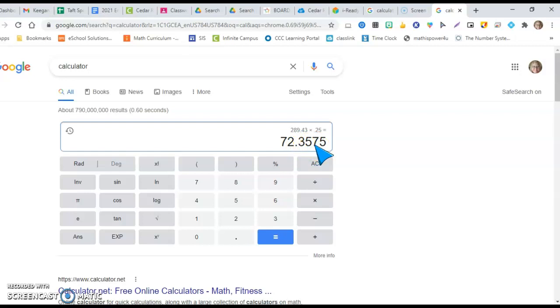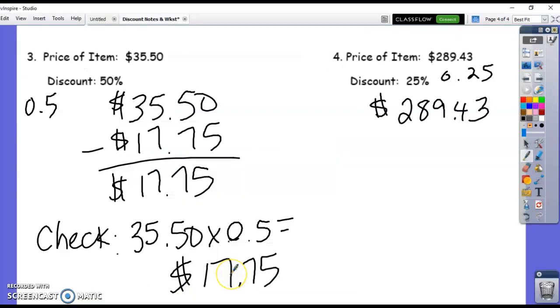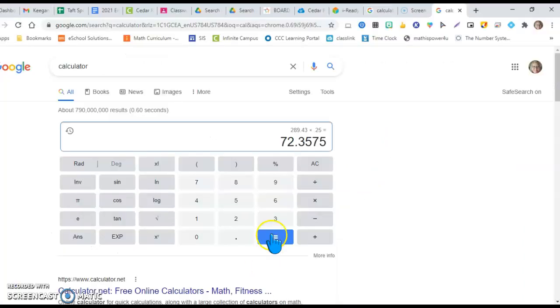Remember, 2 places, so 35, but I have to look at this 7. This 7 is 5 or higher, I round up to the next penny to 36. If this third number is 4 or lower, I keep it at 35. It's higher than 5, so I have to round up to 36. So I'm going to subtract $72, I'm going to double check that. $72.36.